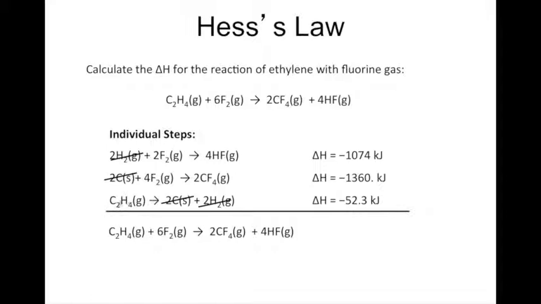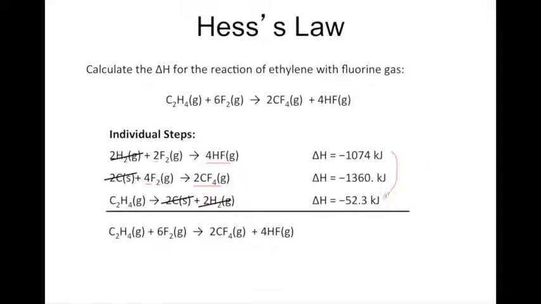Let's check. We have 1 mole of C2H4. We need that here. We have 2 and 4, so that gives me 6 moles of fluorine gas. So that's all we have on the reactant side. And over here on the product side, we have 2 moles of CF4 and 4 moles of HF. So now we've manipulated these reactions so they add together to give us our overall reactions.